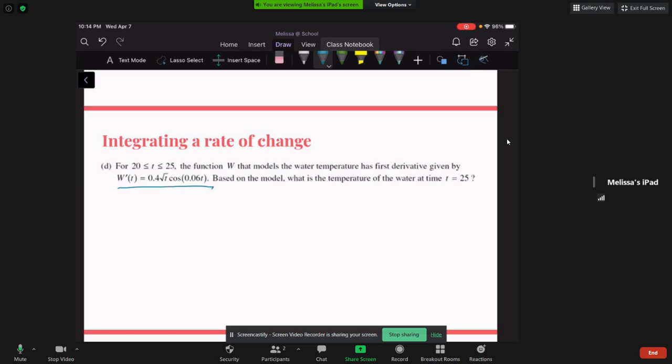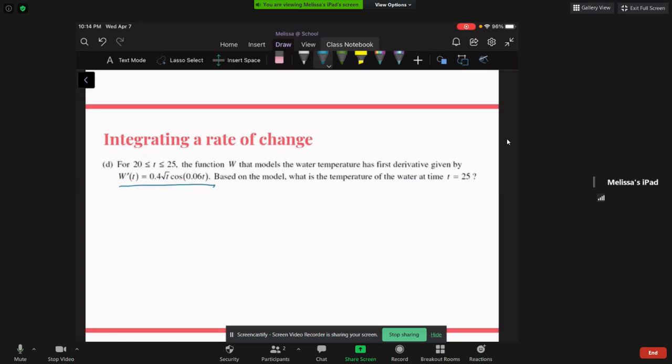Again, keep in mind that the fundamental theorem says we can use the antiderivative of W prime of t, which is just W, to identify our value on that interval. So we're going to start by finding that integral: the integral from 20 to 25 of W prime of t.